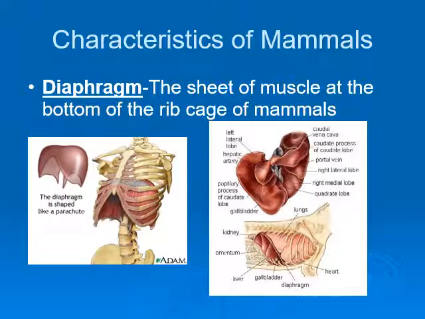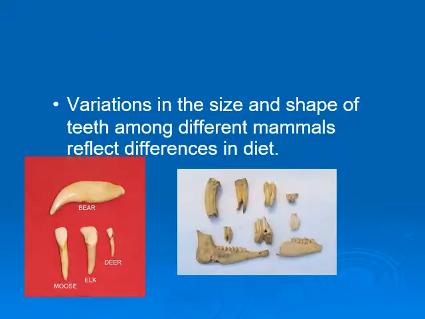Mammals are also going to have a diaphragm. This is a sheet of muscle at the bottom of the rib cage of animals. So that's going to be another structure that they have. It helps to protect their internal organs, and helps to give kind of support to the rib cage as well. So the diaphragm is going to be something that we see show up in mammals.